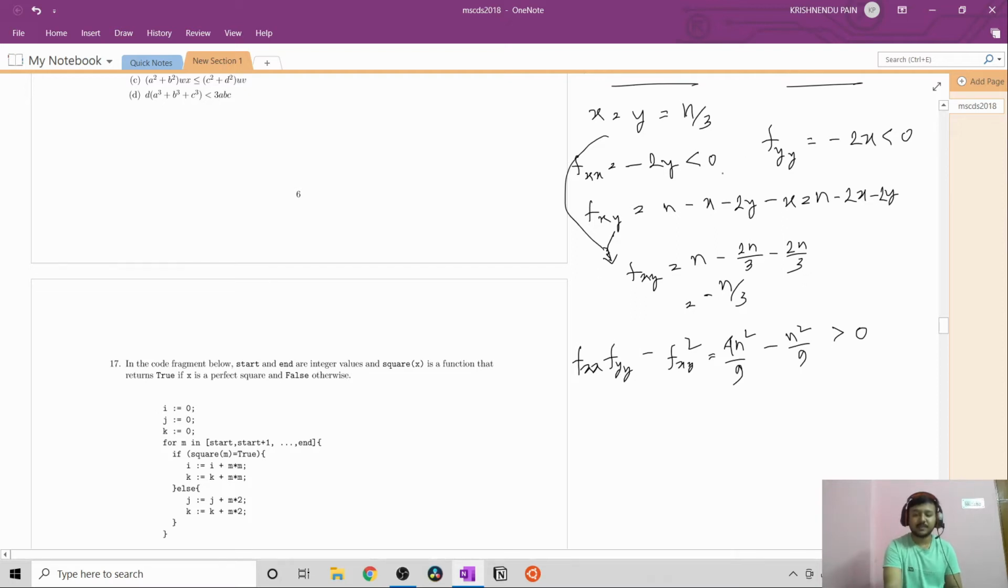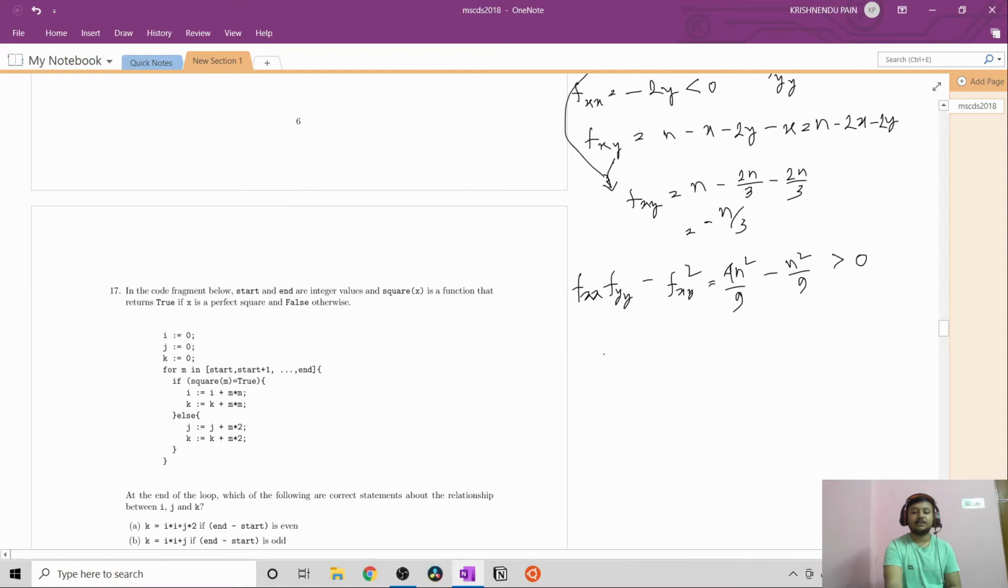At the point x equal to y equal to n by 3, fxx and fyy are both less than 0. So you know that if fxx into fyy minus fxy whole square is greater than 0 at some point xy, and also fxx less than 0 and fyy less than 0 at that point, then f is maximum at that point. So here at x equal to y equal to n by 3, f is maximum and its value is n cube by 27. So this is the maximum value of f.